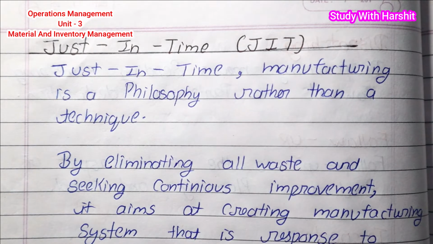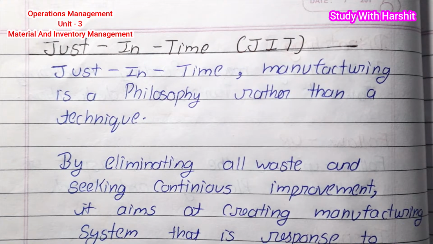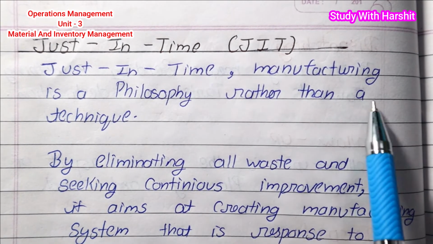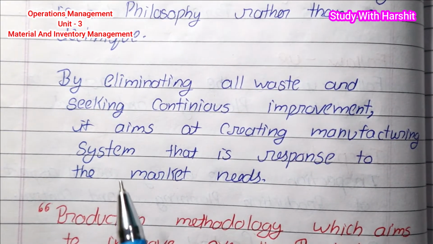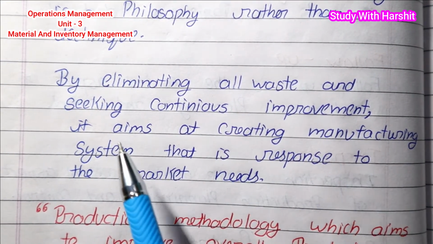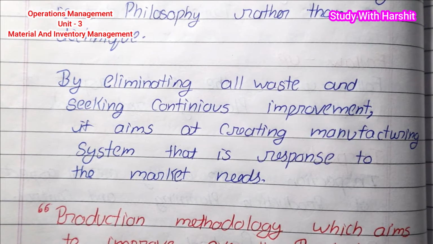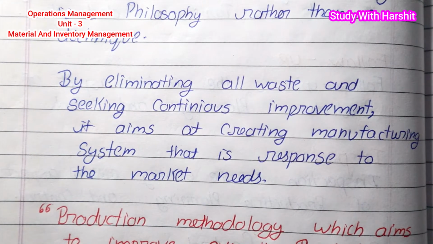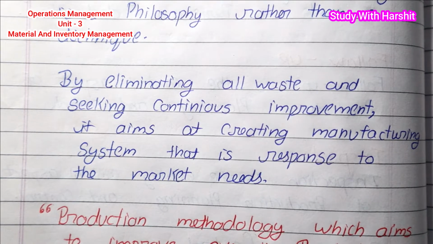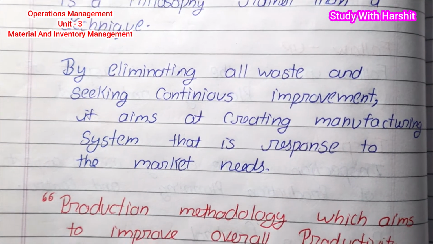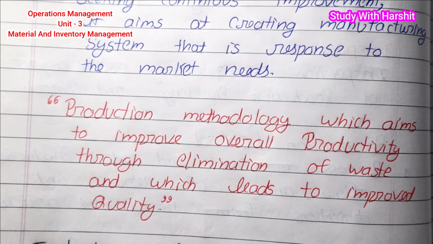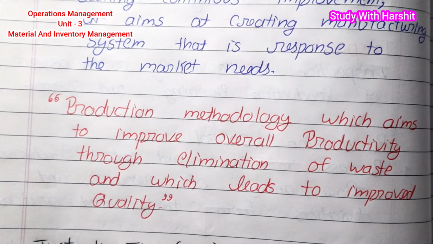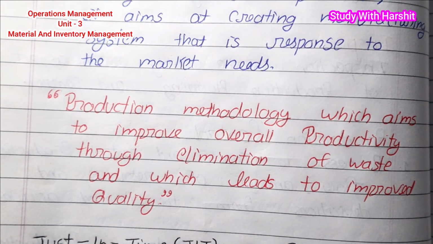Just in time, JIT. Just in time manufacturing is a philosophy rather than a technique. By eliminating all waste and seeking continuous improvement, it aims at creating a manufacturing system that is responsive to the market needs. A production methodology which aims to improve overall productivity through elimination of waste and which leads to improved quality.